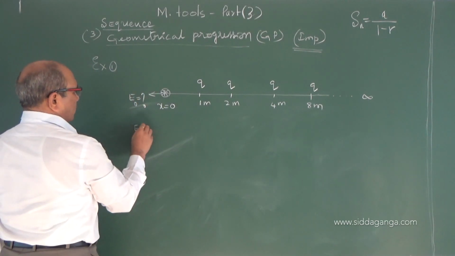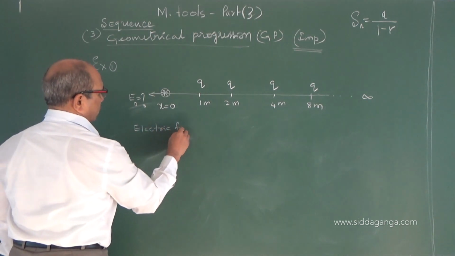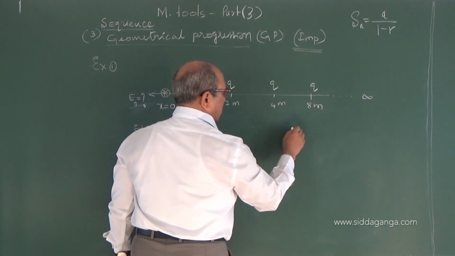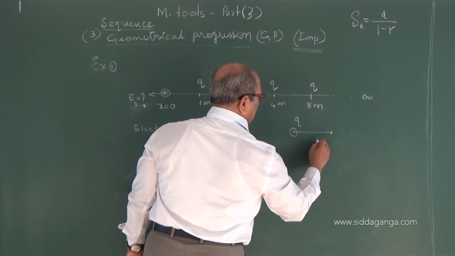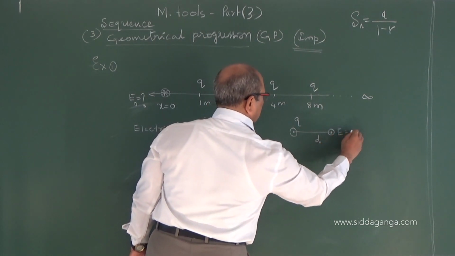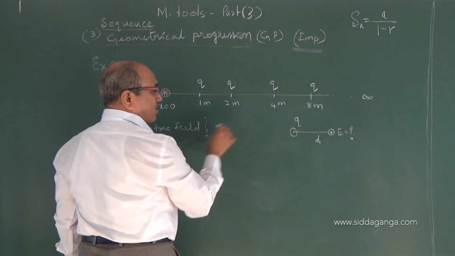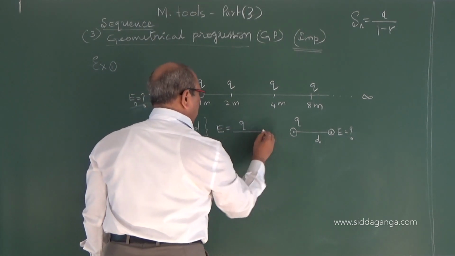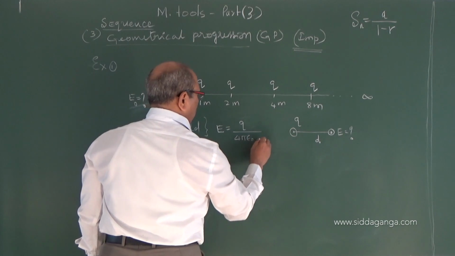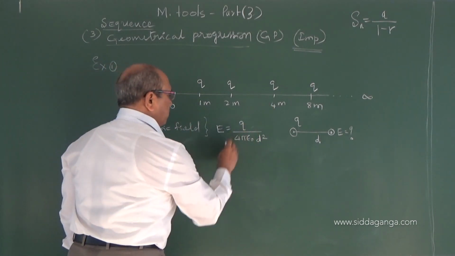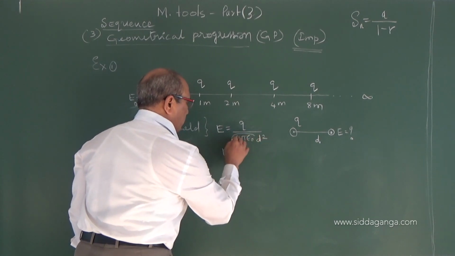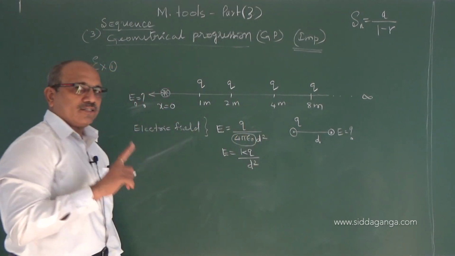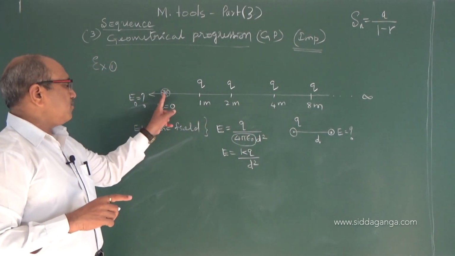So electric field due to a point charge. Suppose I take a charge q at a distance d, what is the electric field? We have a relation: electric field is equal to q upon 4 pi epsilon naught into d square. We can take 4 pi epsilon naught as a constant k, and simply write it as kq by d square. It is for one charge producing the field at this point.